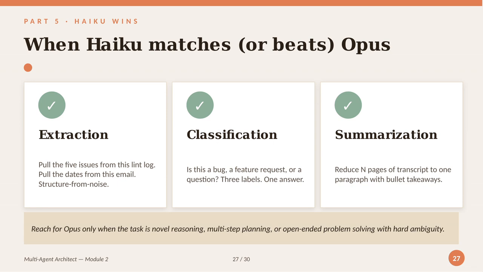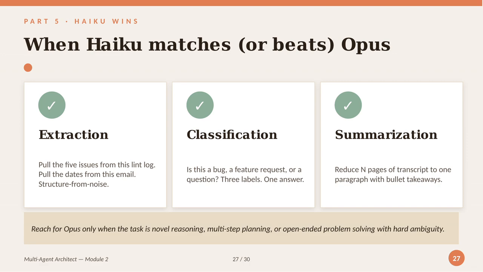Extraction. Pull the 5 issues from this lint log. Pull the dates from this email. Pull the test names from this report. Structure from noise. The answer space is constrained. You're either correctly identifying what's there or you're not. Haiku is fast, cheap, and reliable here.